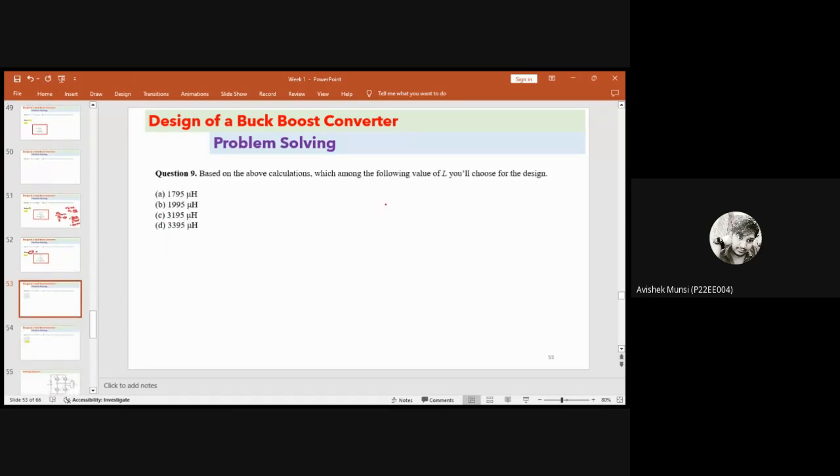Next question. Based on the above calculation, which value of the inductance will you choose? These are the values. See, number 1 and number 2 are definitely cancelled out. So you have to choose between these two. Which will be the most appropriate value? Tell me, at least you can tell this one. We calculated it as 3335. So what will be the nearest value?